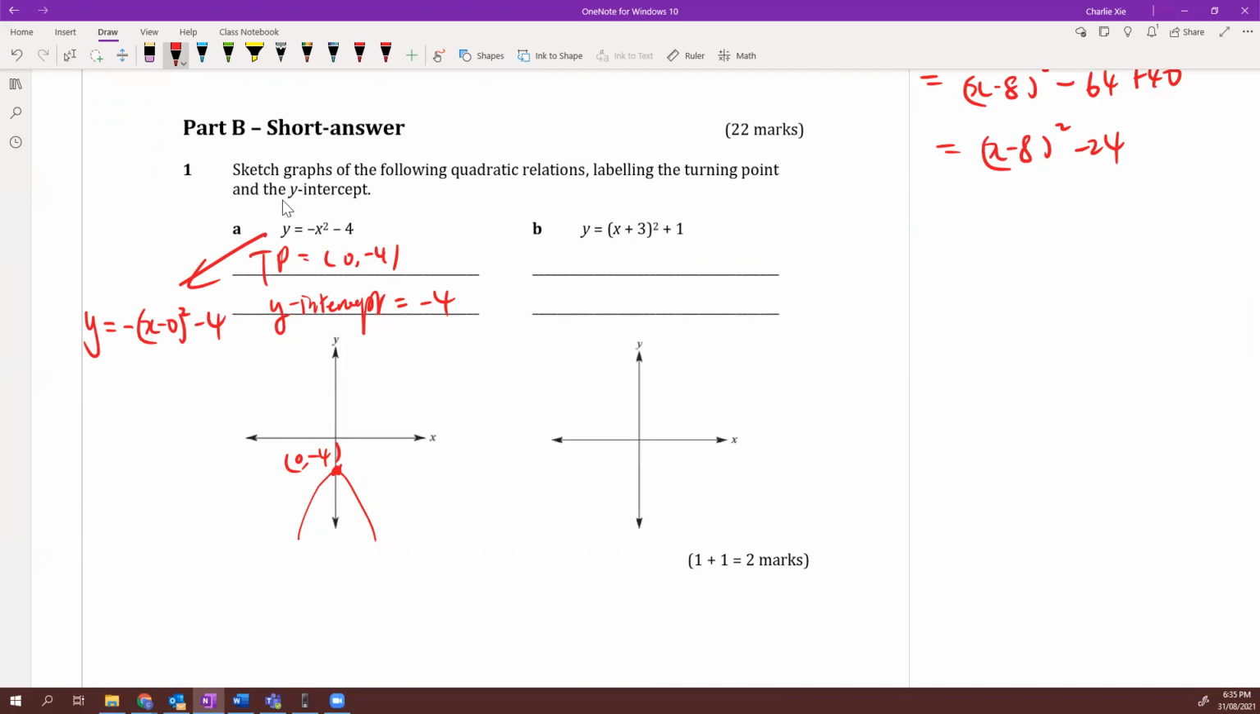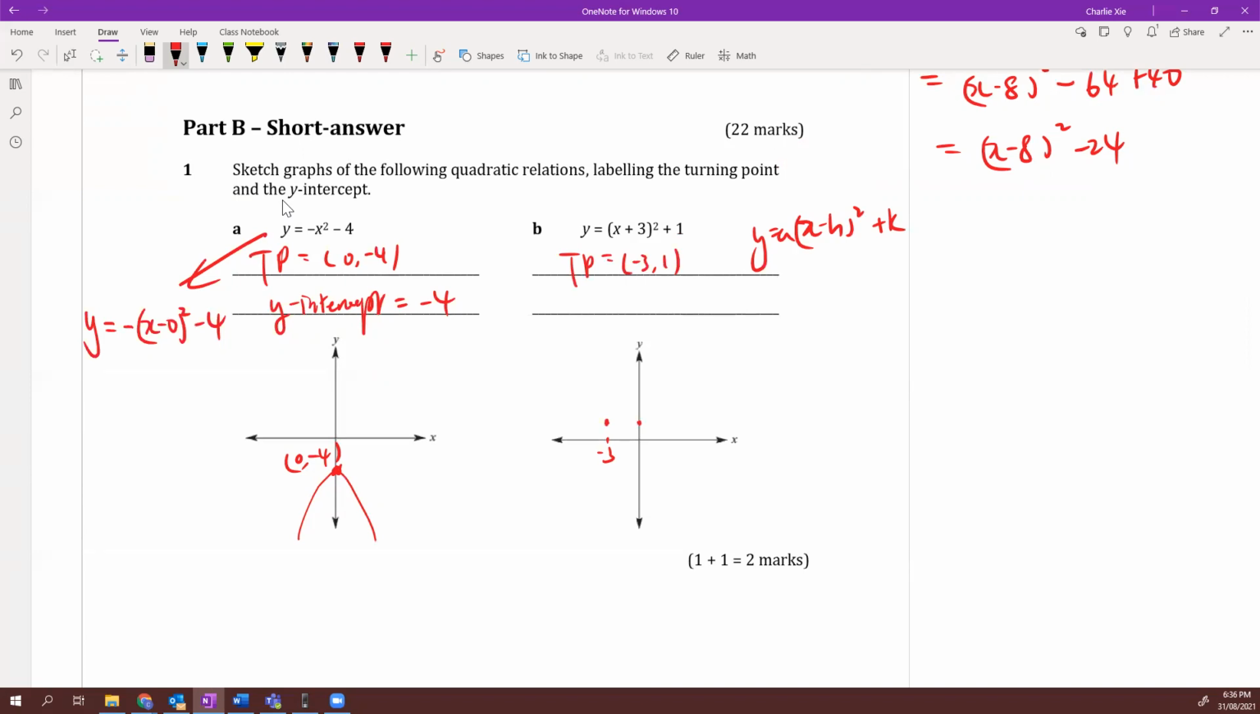All right. Next one. This is in turning point form. Your a is 1. Your h is -3. It's a(x minus h) squared plus k. So your h is -3, and your k is 1. The turning point is here. Point equals -3, 1.